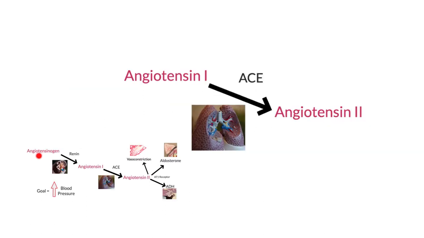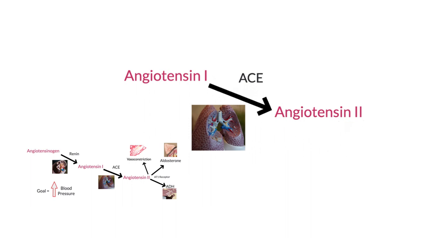So once angiotensinogen is cleaved by renin to form the active angiotensin I, angiotensin I is going to travel in the blood until it eventually reaches the endothelial cells of the lungs. Within these endothelial cells, there's going to be an enzyme known as ACE, or angiotensin converting enzyme, which will convert our angiotensin I into the more active form, angiotensin II.